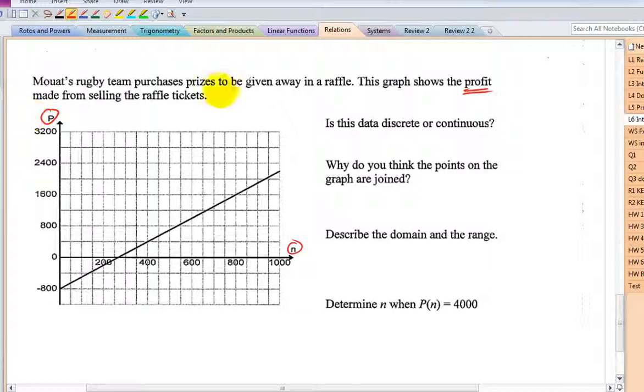We have money. Is money discrete or continuous? It's continuous. And then we have raffle tickets. Discrete or continuous? Discrete. Okay. So tickets. And they are whole numbers. The lottery commission would not like it if you sold half a ticket. So why do you think though in our graph the points are joined? Why do we have this line then?